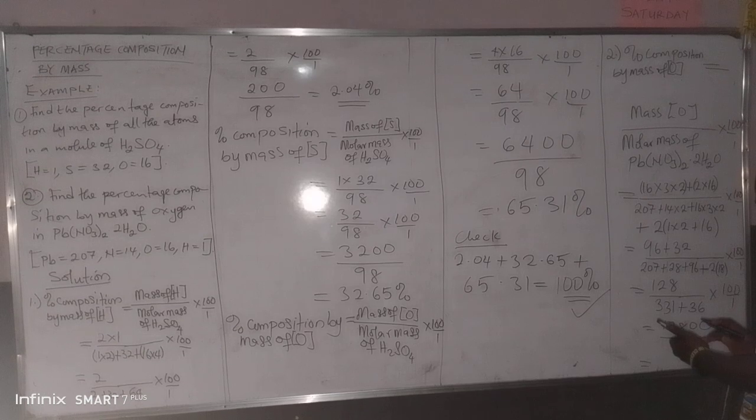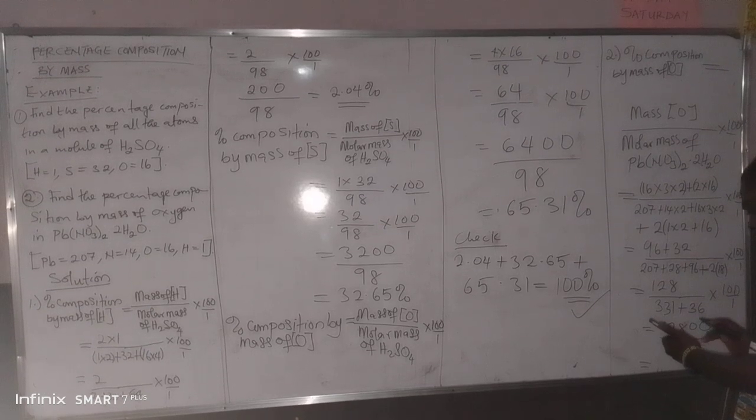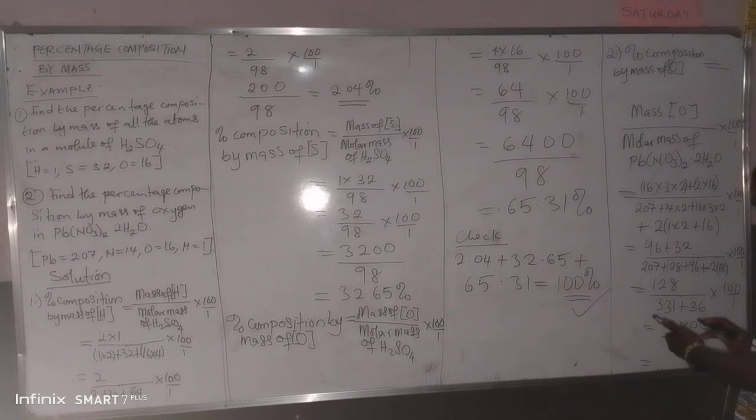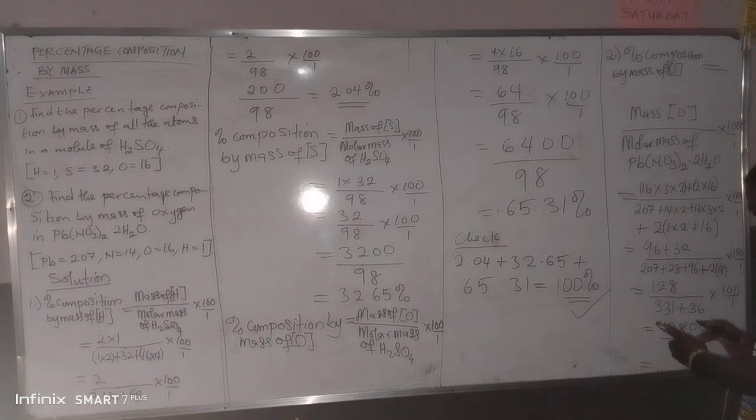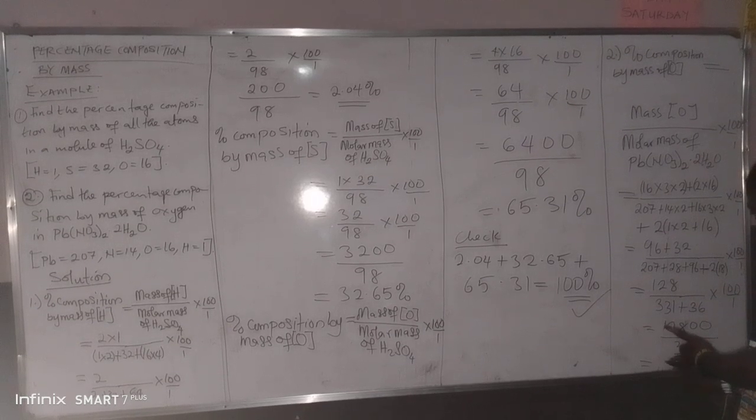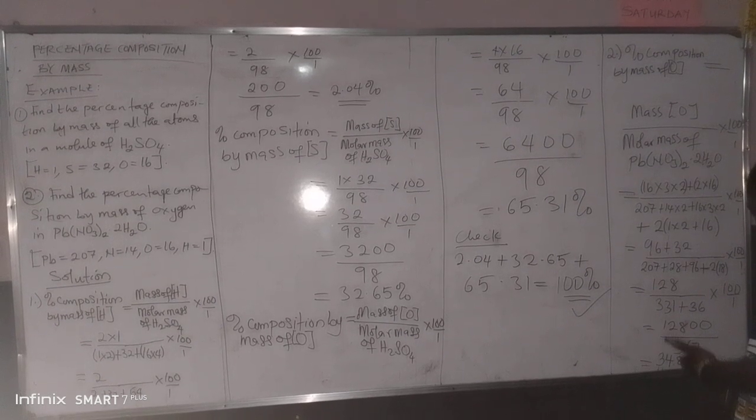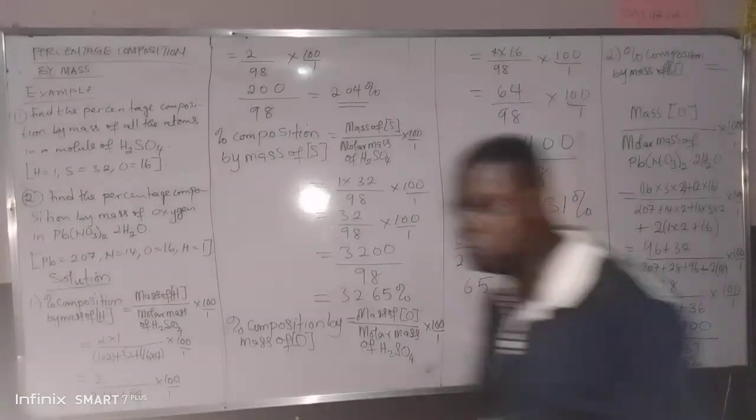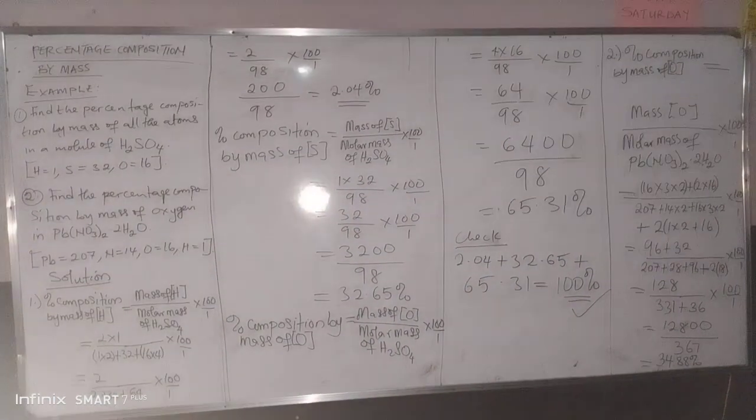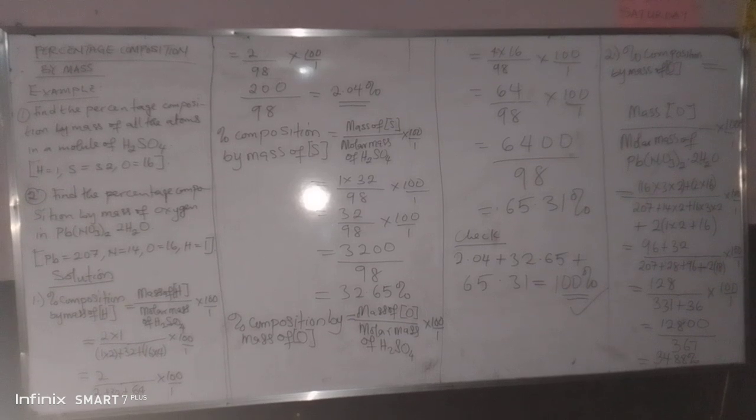We have 12,800 divided by 367, and my answer is 34.88. Please allow your answer to always be in 2 decimal places. So I am through with that.